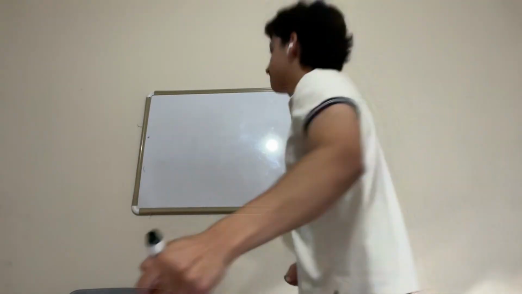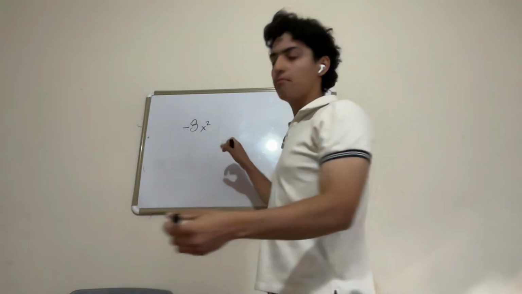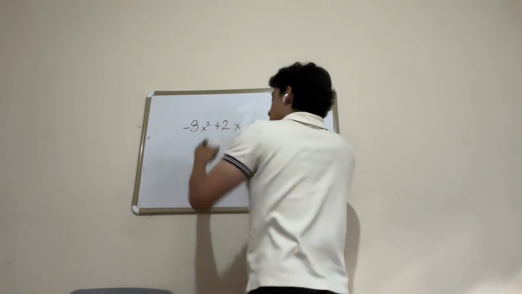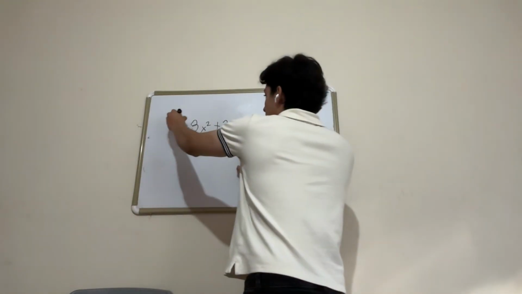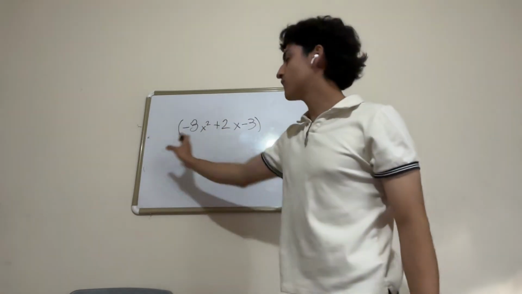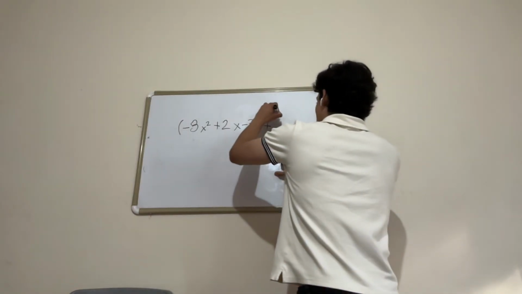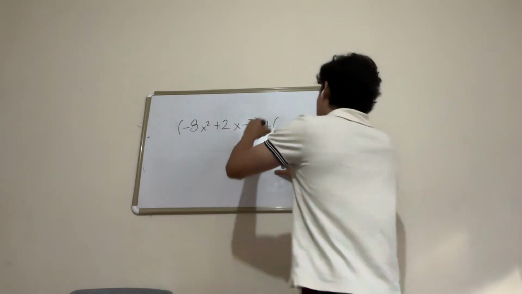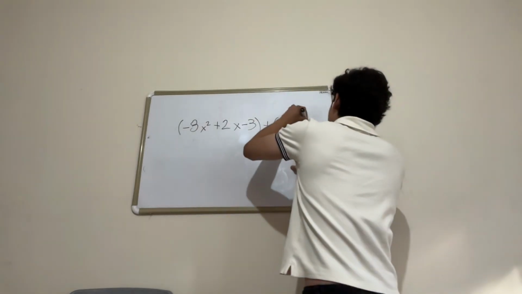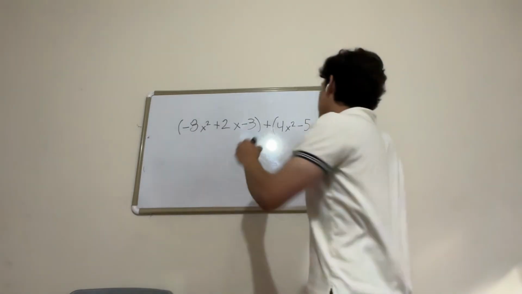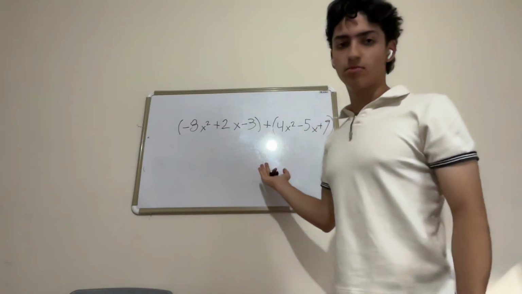So let's start with this example. So minus 8x squared plus 2x, okay, minus 3. And then we are gonna have the parentheses because this is the first part that we're gonna then sum by another polynomial. 4x squared minus 5x and then plus 7. So there you go. This is a sum, right?